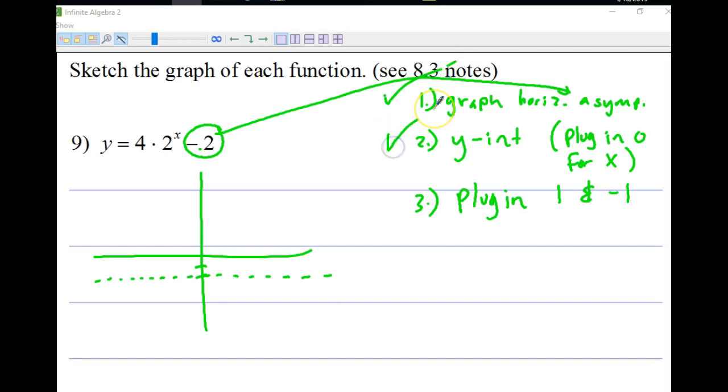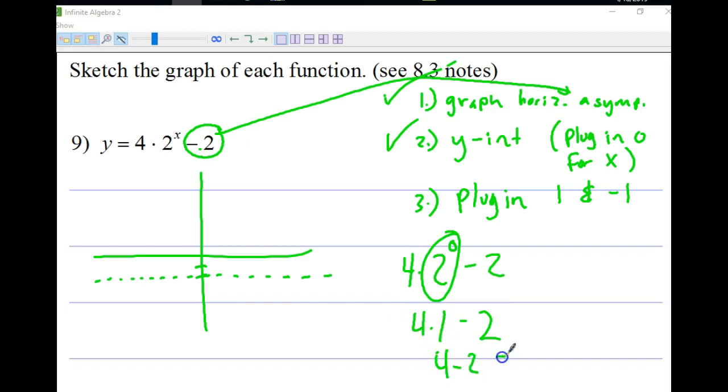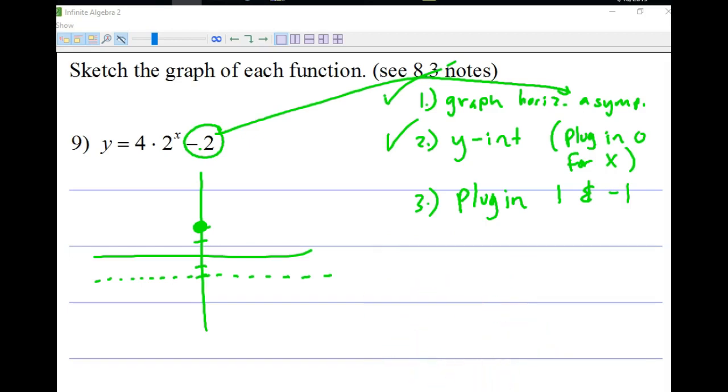Step 2, I'm going to find my y-intercept by plugging in 0 for x. So 4 times 2 to the 0 minus 2. Now, don't forget this. Anything to the 0 power equals 1. It does not equal 0. Kind of weird, but that's how it is. 4 times 1 is 4, and 4 take away 2 is 2. So my y-intercept is 2. So it touches the y-axis right there. Now I'm going to find 2 other points by plugging in 1 and negative 1. So here we go.